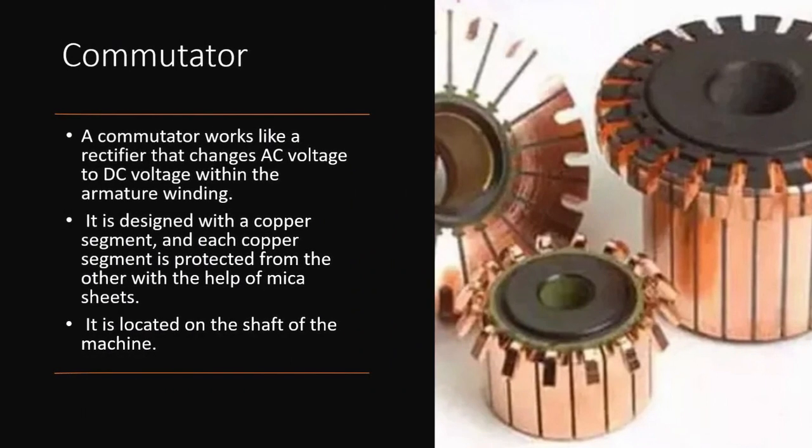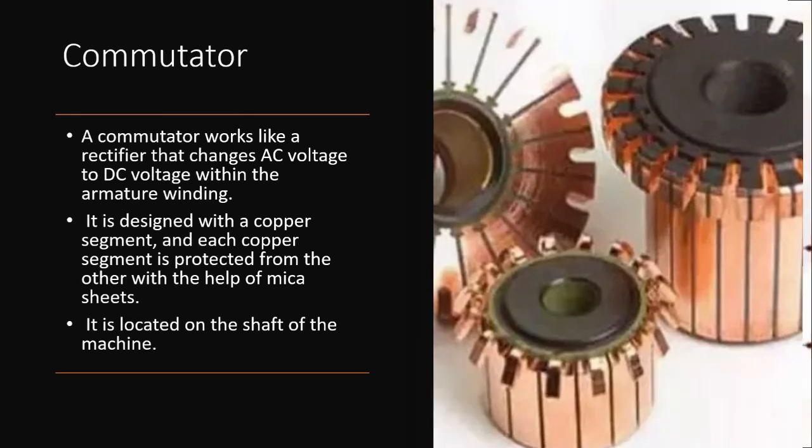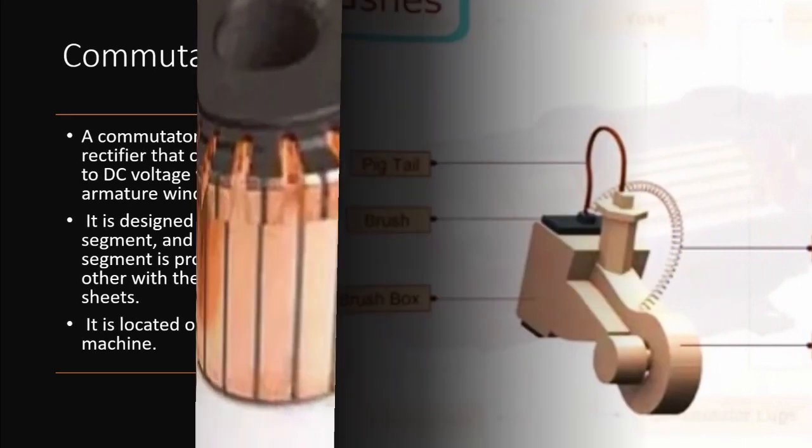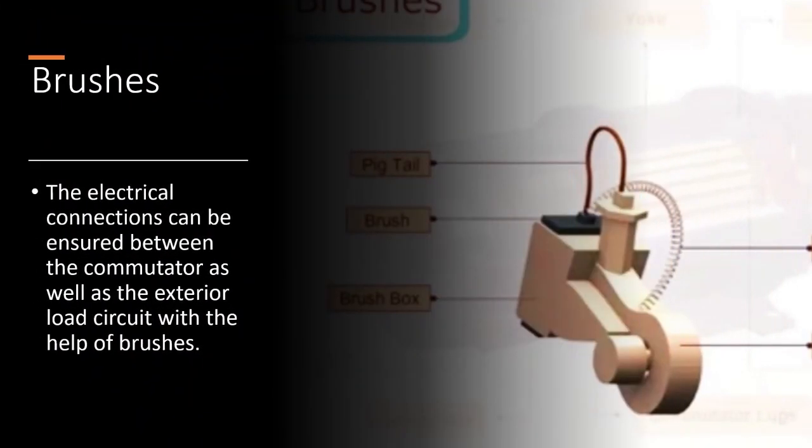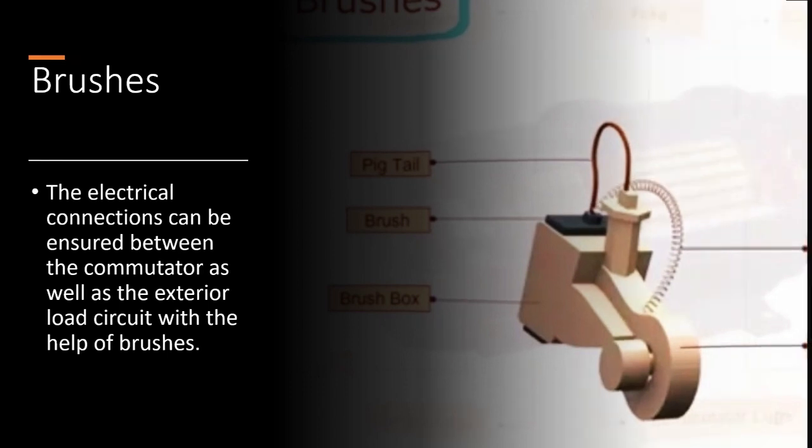A commutator works like a rectifier that changes AC voltage to DC voltage within the armature winding. It is designed with a copper segment, and each copper segment is protected from the other with the help of mica sheets. It is located on the shaft of the machine. Brushes are important because these can assure the electrical connections between the commutator as well as the exterior load circuit.